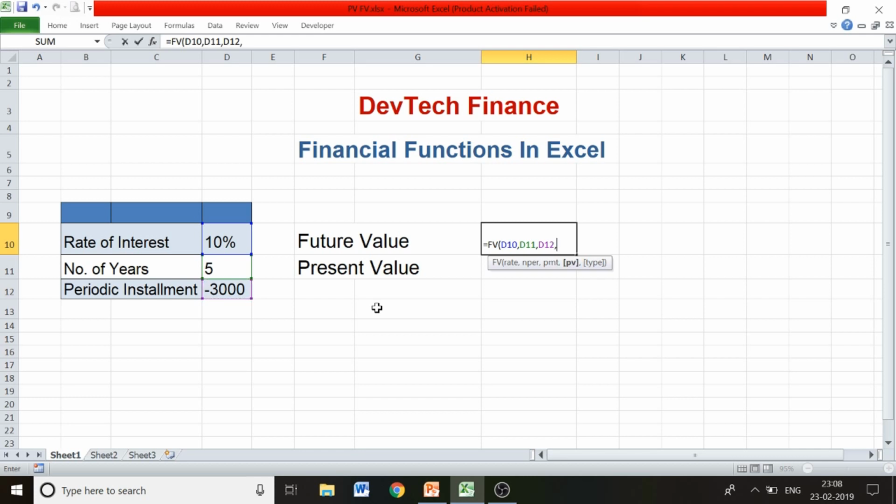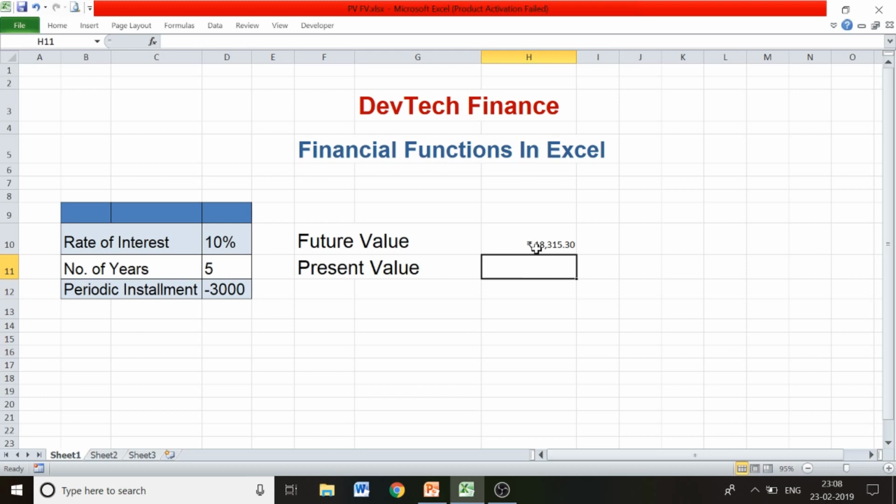Present value we don't know, so we would take it as 0, and the type we would consider 0 and 1, as 0 indicates the end of the period payment and 1 indicates the beginning of the period payment. So consider any scenario. If you are making the payment at the end of the period, use 0, and if you are making it at the beginning of the period, use 1. So considering 0, we would see what result we get.